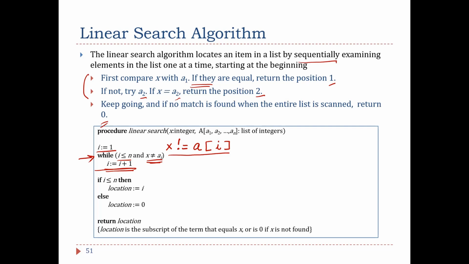When we jump out of this loop, there will be two possible reasons: either this condition evaluated to false, or that one did. If this one was evaluated to false, it means X was not different than a certain AI. It means it was equal to one of those AIs, and that at position I, we have found X, okay?